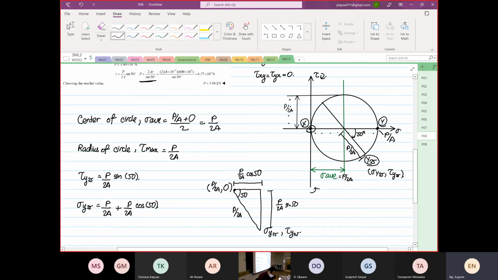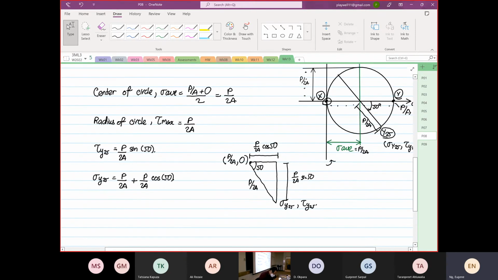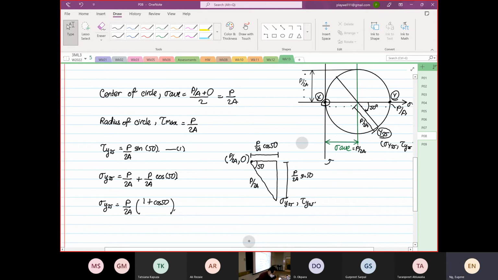The second one is stress Y, P over 2A. So from here, we can form the equation. This is our equation number 1. We know that stress Y25 is equal to P over 2A times (1 plus cos 50). Okay.